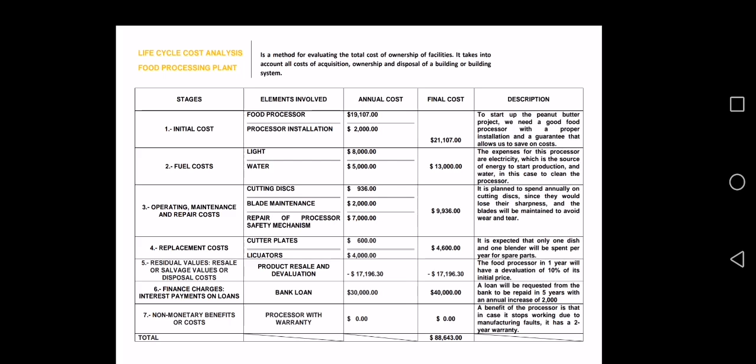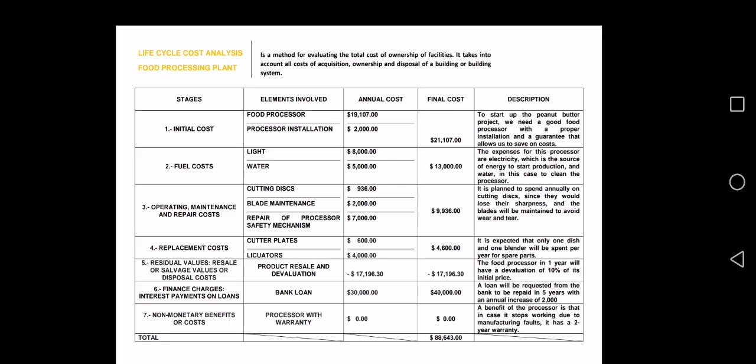I'm going to present the life cycle cost of a food processing plant to create a business. First, the life cycle cost is a method for evaluating the total cost of ownership of all the facilities, which takes into account all the costs of acquisition for starting the process, and the ownership and disposal of a building or a building system.